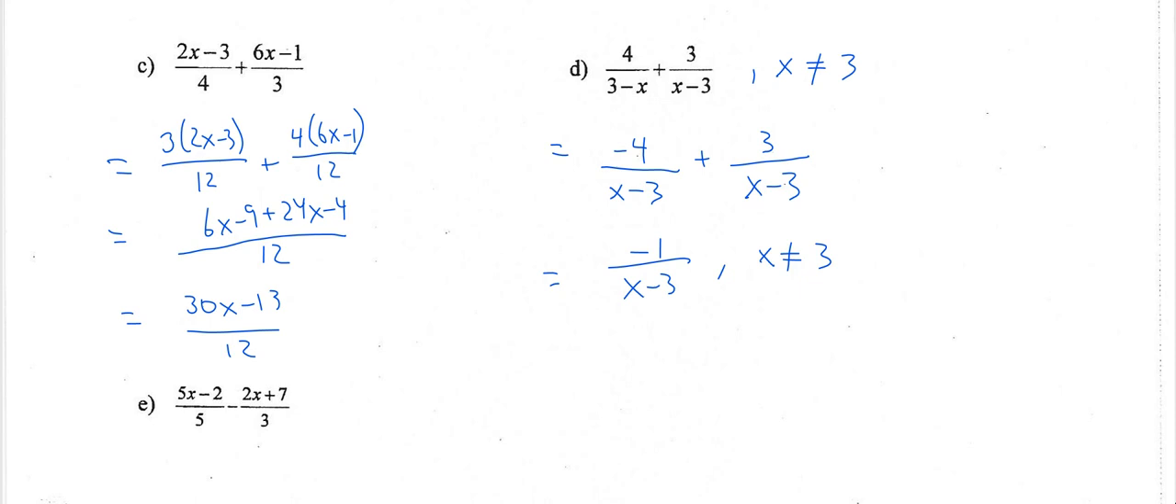Actually, had I picked the common denominator to be 3 minus x, my final answer would have been +1 over 3 minus x. Okay, so both of these final answers would have been fine.